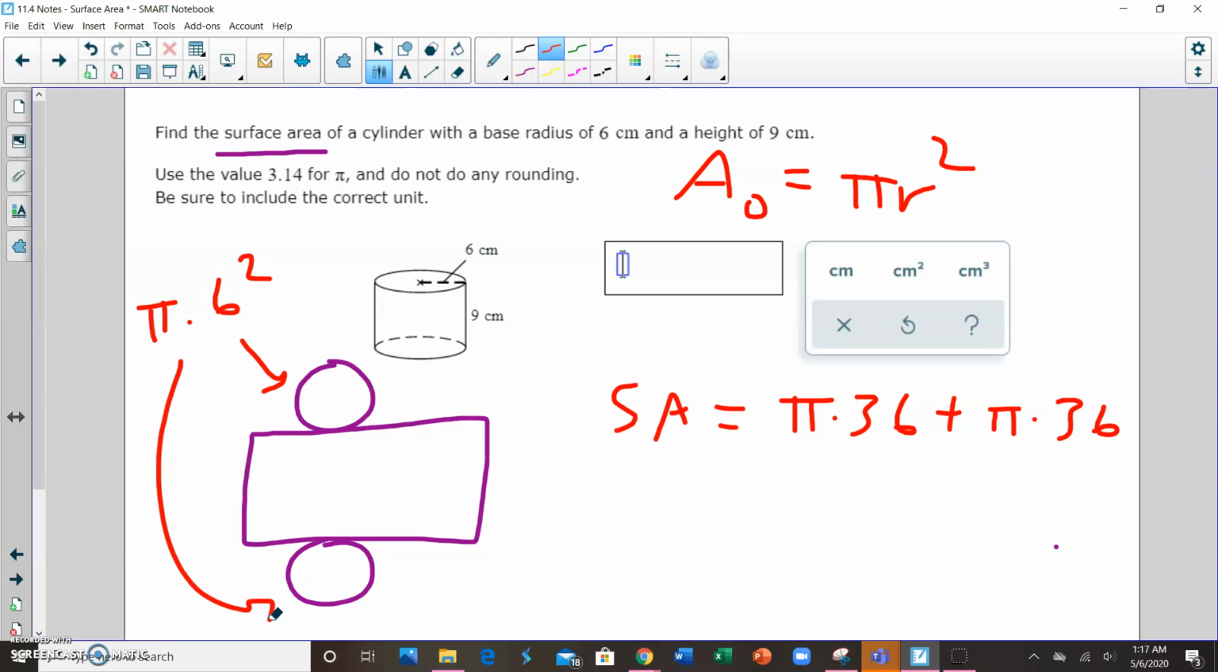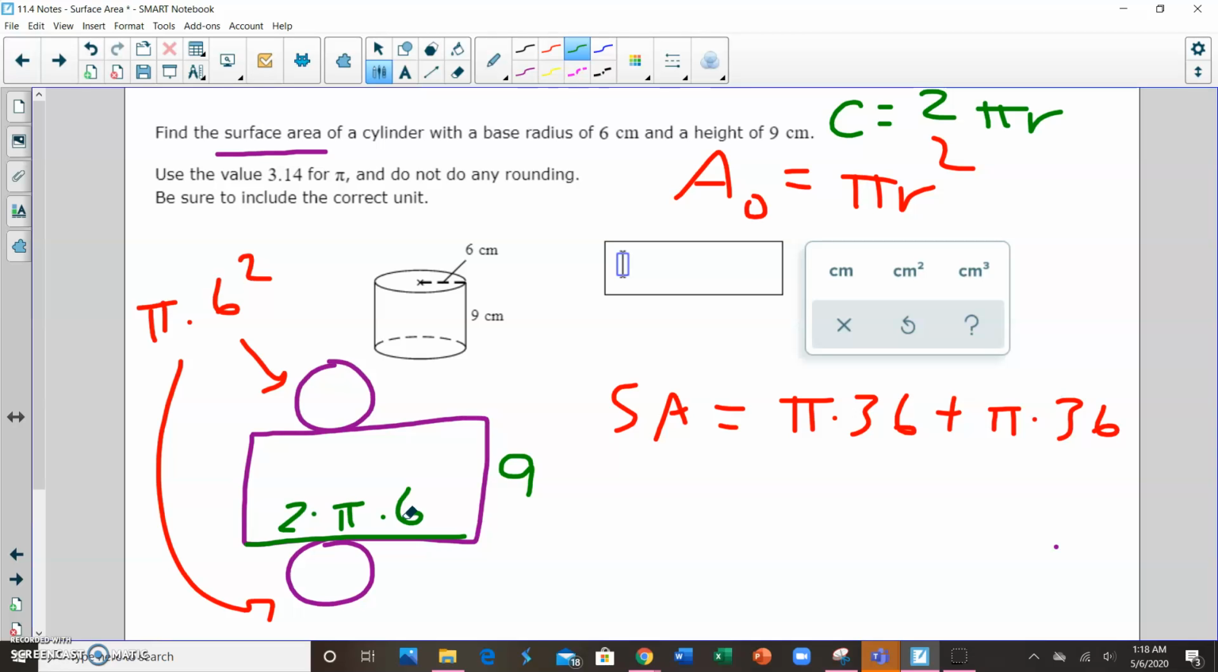Okay, so now we're going to move along to the soup can. How do you know how long that soup can label is? Well, we know this is 9. This length right there is actually the circumference of the circle. So let's put that up here. What is the circumference of the circle? The distance around a circle, same as perimeter. It's 2 pi r. So this distance right here is 2 times pi times 6.